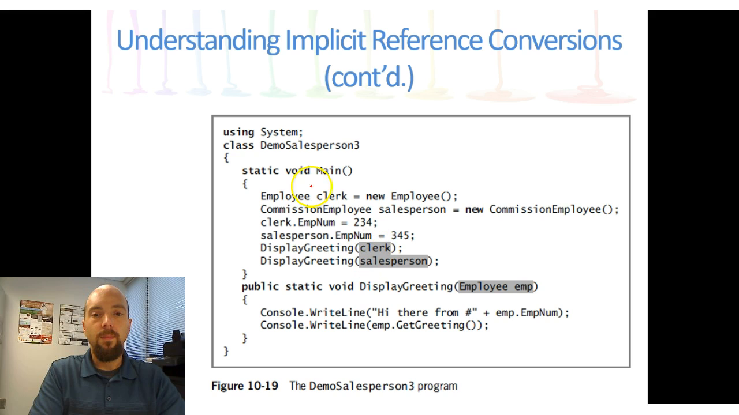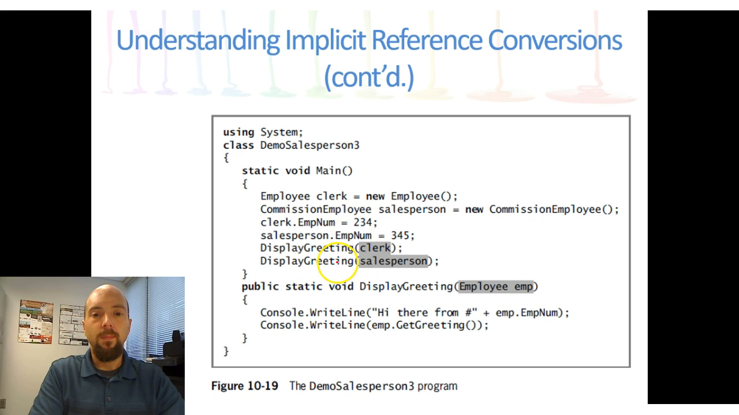Now, if I take the clerk, it was an employee, so there's really no big deal doing this. But if I take the salesperson, it isn't an employee data type, it's a commission employee class type. Well, because commission employee is a child class of employee, I can still treat the salesperson as if they were just an employee. Now, the catch to this is I can only do this if I'm using the characteristics of a regular employee. So like in this case, we only declare the employee number. We're not trying to manipulate the commission rate.